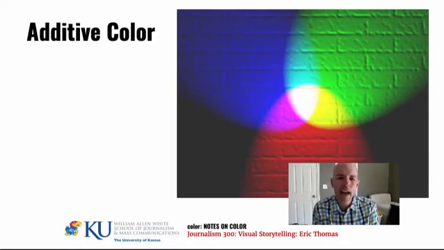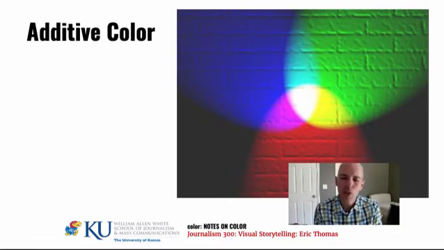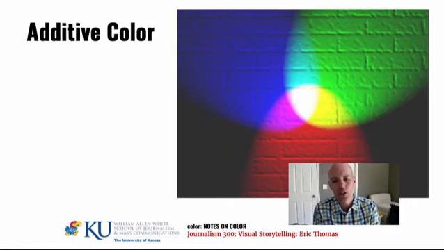When we talk about additive color, we're talking about projected light. Okay? Projected light, meaning that on this slide here you see a projected green, projected blue, and projected red light being shined on this brick wall. And when we do that, when we shine all of those colors together, what we get when we overlap all of them is we get white, right?